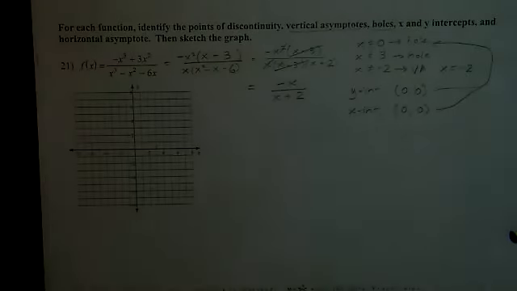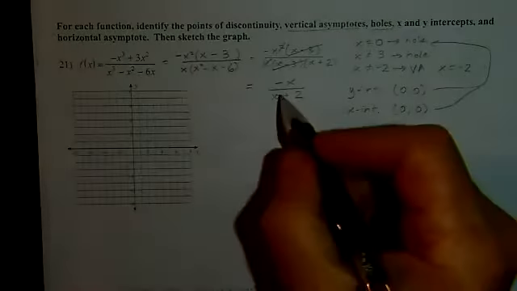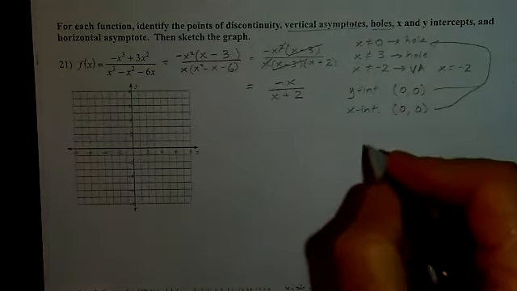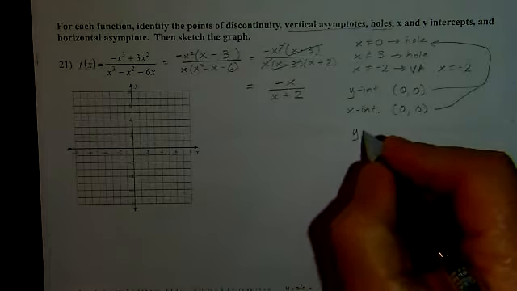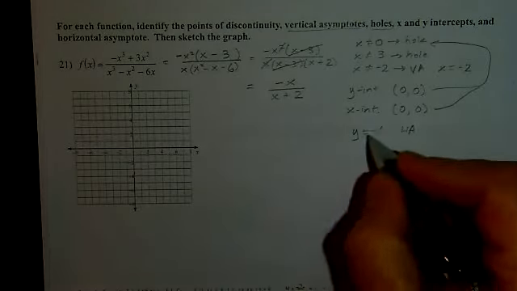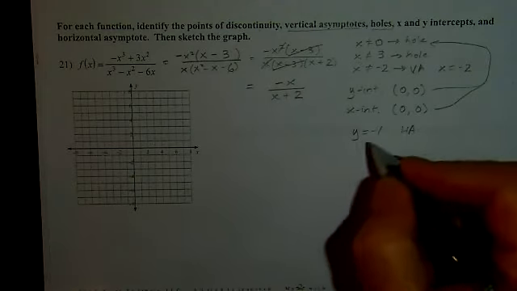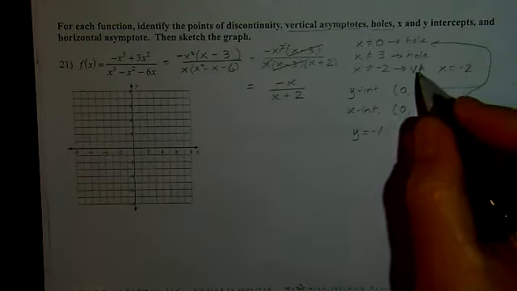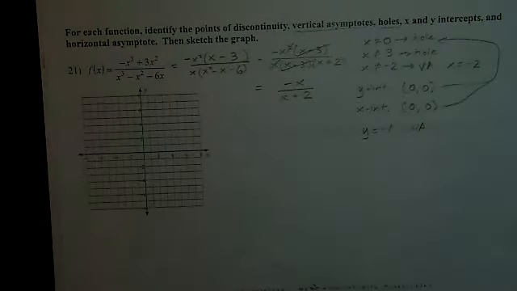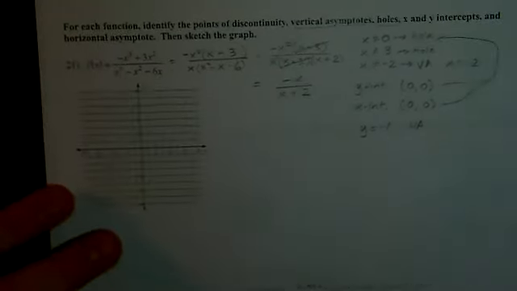So in this case, the leading coefficients are 1 and 1. There's a negative, so the horizontal asymptote is at y equals -1. A horizontal asymptote, a horizontal line, has this form. A vertical asymptote, a vertical line, has this form: x equals -2. Okay, so let's draw this thing.